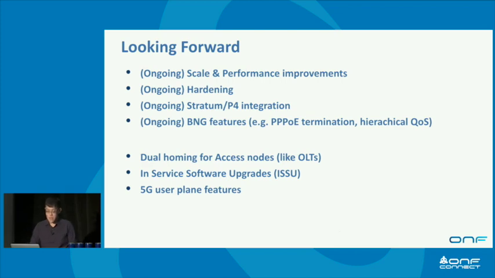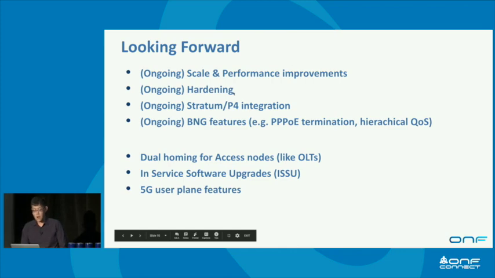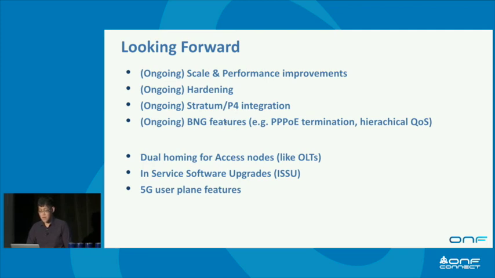So this is what we have today with Trellis, and looking forward, these are the things we are recently working on, or we plan to work on. There are a few ongoing things. We keep working on scale and performance improvement, and also hardening the platform. We also have another team working on Stratum P4 integration and the BNG feature I just mentioned, such as PPPoE termination and some QoS functionalities. And there are some other things we have several ideas in mind for, but haven't started yet. For example, dual homing in the access node, providing in-service software upgrade, and also developing some 5G user plane features.